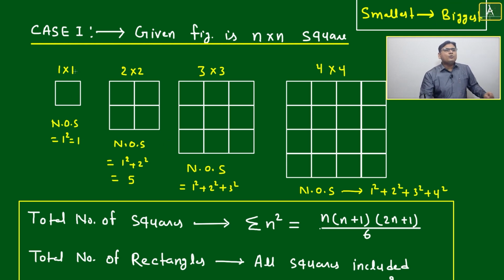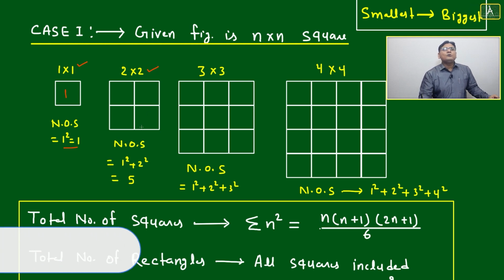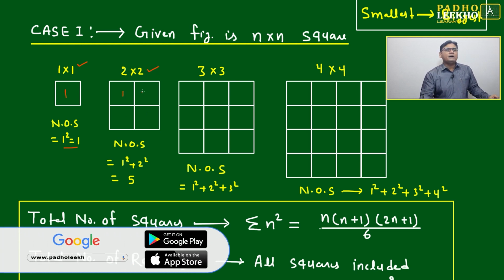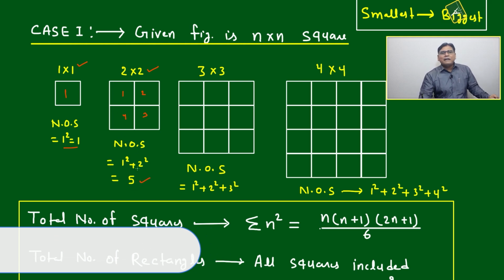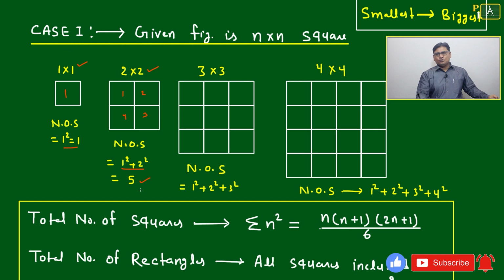Just suppose a 1 by 1 square is there, then how many squares will you get? Number of squares, NOS, it is 1 square, only one. Now suppose you have a 2 by 2 square, then how many squares will there be? 1, 2, 3, 4 and one bigger one, so total will become 5. How can you write 5? 1 square plus 2 square, there is no problem.